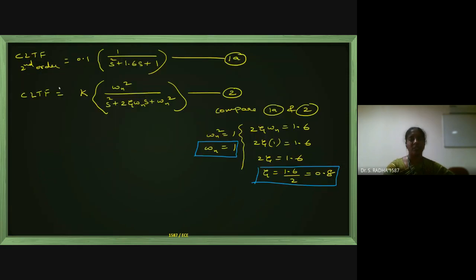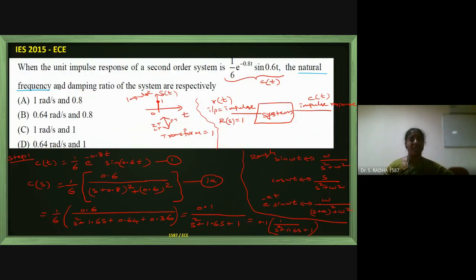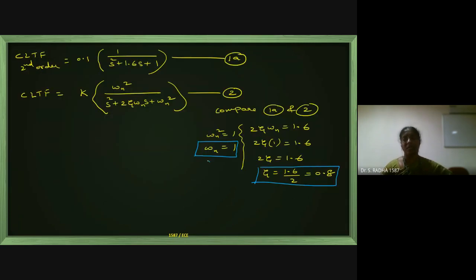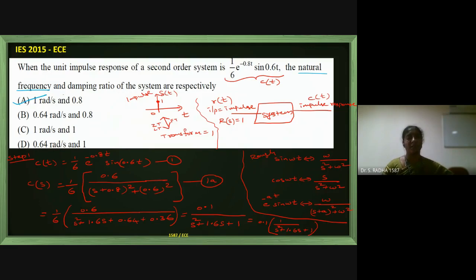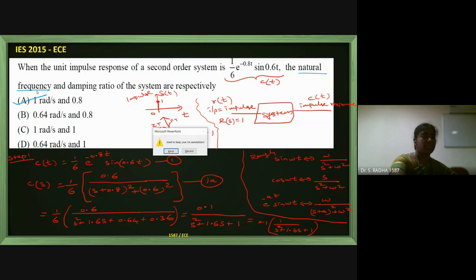Omega n value 1 we got. Eta value 0.8. Option A is having this answer. Sometimes 0.8 and 1 will also be there in the options. Units also you can check. Natural frequency units are radians per second, and damping ratio has no units. Damping ratio, it is a ratio, so no units. You can see 0.8 doesn't have any units, and this one is having radians per second as the units.